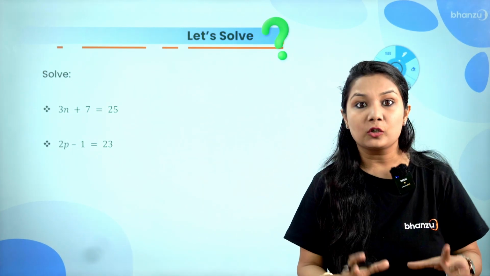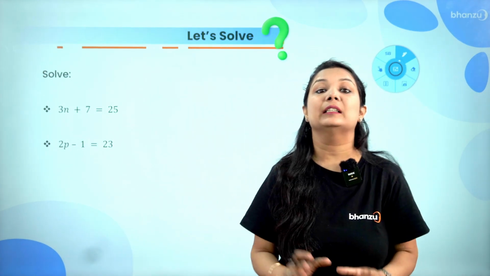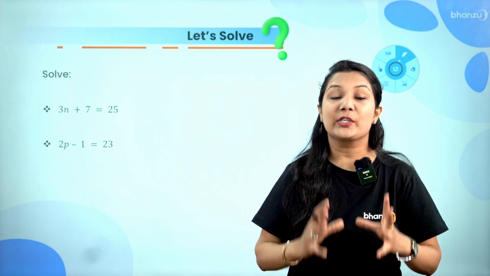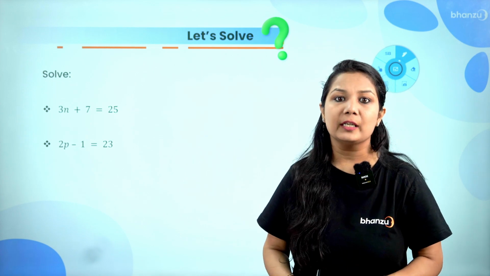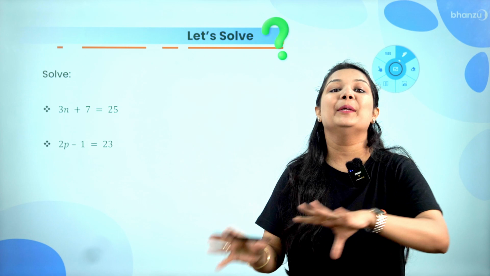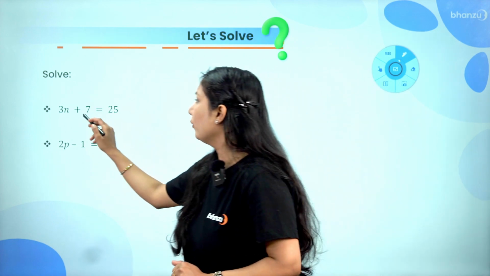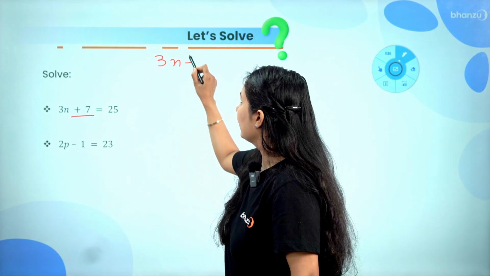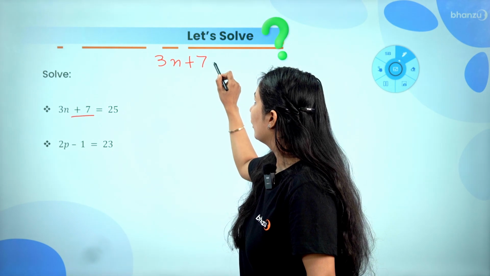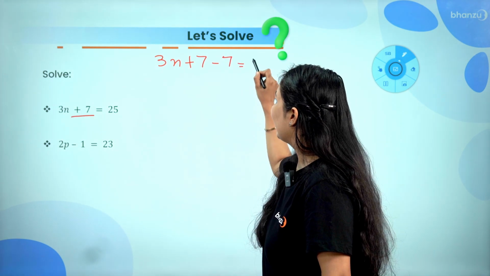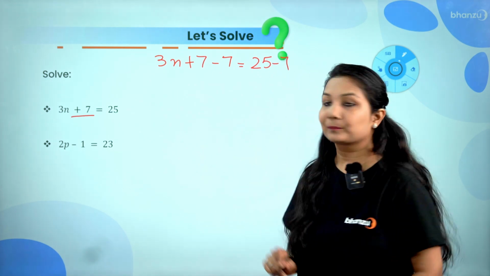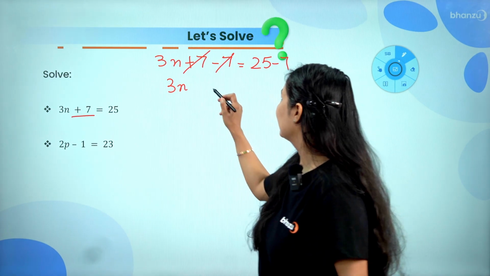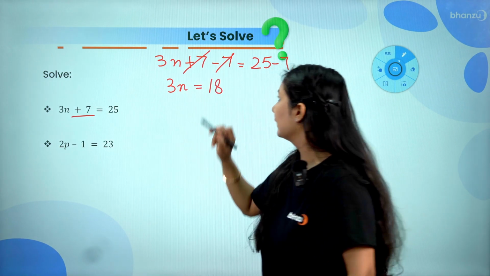Let's see. First of all, we have to keep in mind that the variable should be isolated. How to do that? For the numbers which are with the variable on that side of the equation, do their inverse operation to eliminate them. Okay? So, over here, first of all, we are going to deal with plus 7. So, we have 3n plus 7; what is the inverse of plus? Minus. So, minus 7 on both the sides, right? So, we have 3n, now plus 7 minus 7 gets cancelled, and 25 minus 7 is 18.